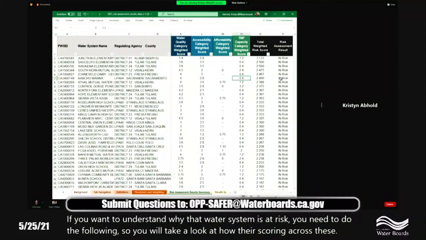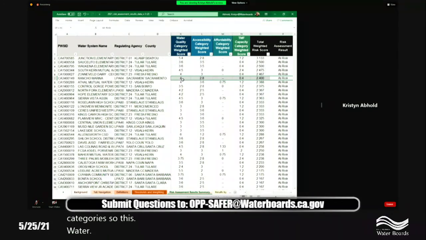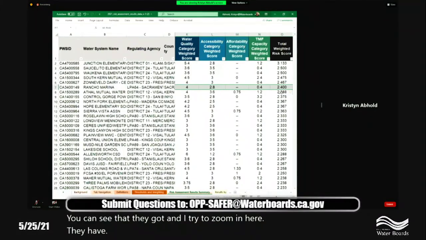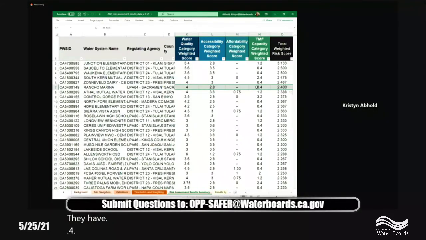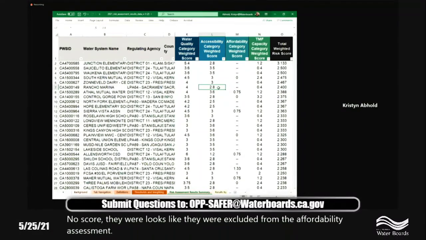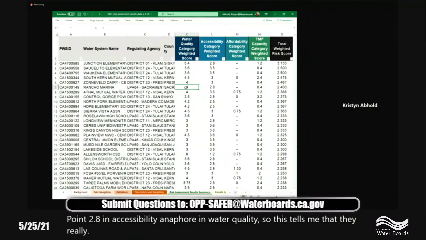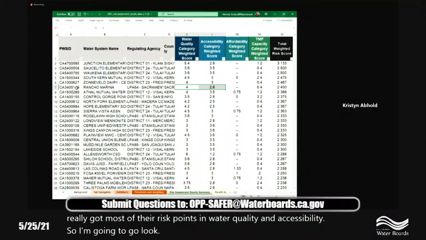So this water system, for example, you can see that they got, and I'll try to zoom in here, 0.4 in TMF, no score. Looks like they were excluded from the affordability assessment. 2.8 in accessibility and a 4 in water quality. So this tells me that they really got most of their risk points in water quality and accessibility. So I'm going to go look for this water system in those.